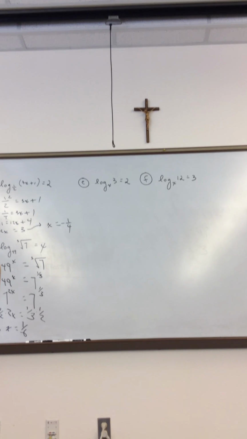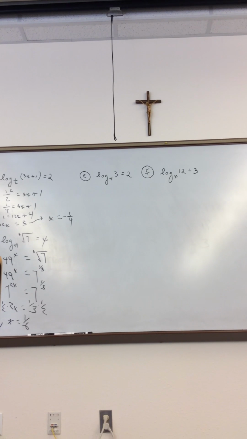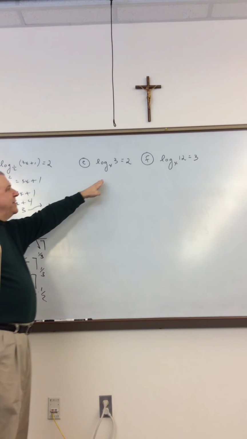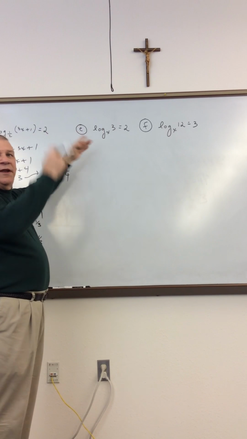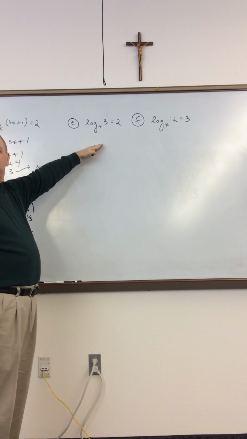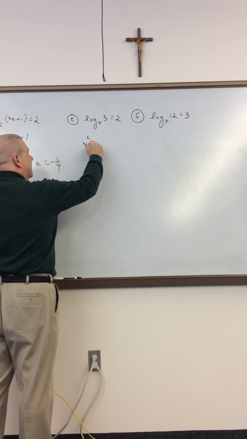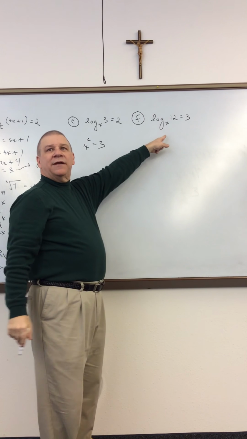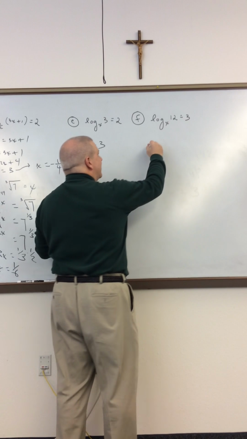Look where the variable is. It's in the base position now. Somebody, convert. Your first step's always the same. Convert to exponential form. Convert. X squared equals 3. X cubed equals 12.